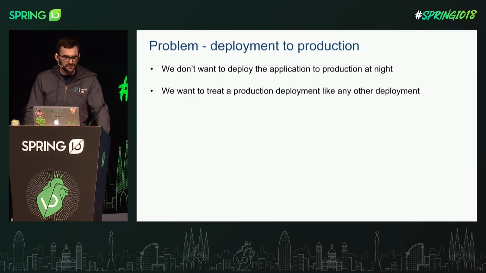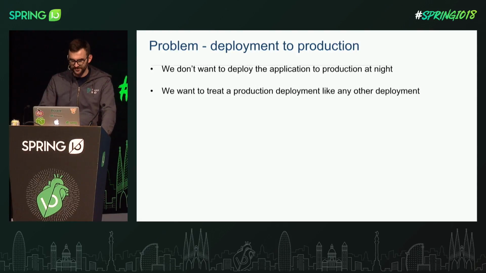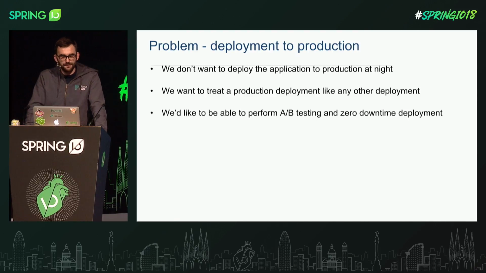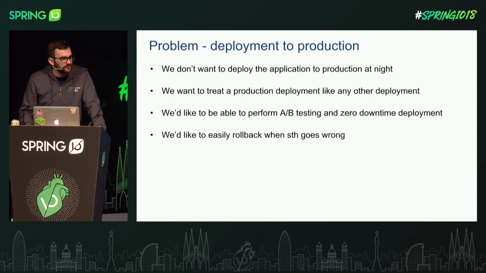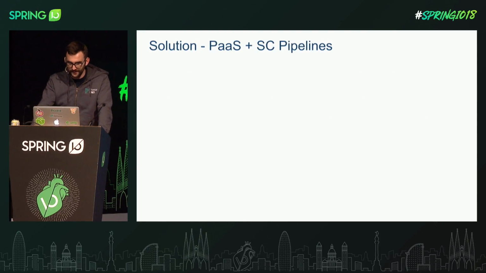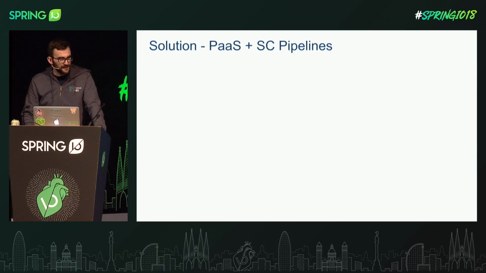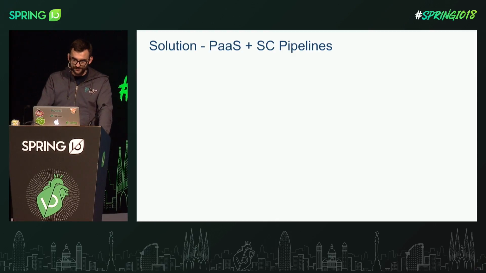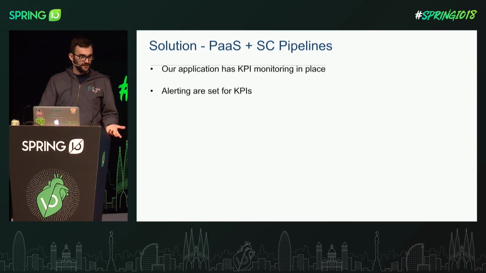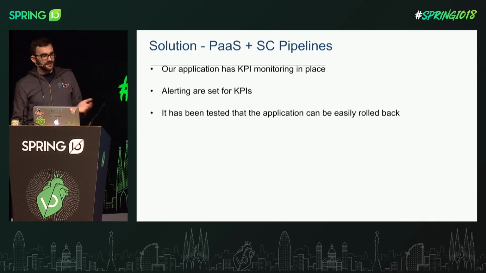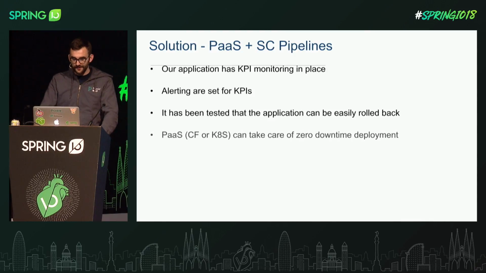So we would like to achieve a situation where we even forget that there's a deployment. It just happens out of the box. You merge to master, there's deployment to production. You would like to do A/B and zero downtime deployment to be less scared, because we want to be sure that if something goes wrong, we can easily roll back. So a solution to this can be the platform and Spring Cloud Pipelines. So assuming that we have the monitoring of KPIs, we have the alerts, we went for the pipeline so it's been tested, we can roll back.